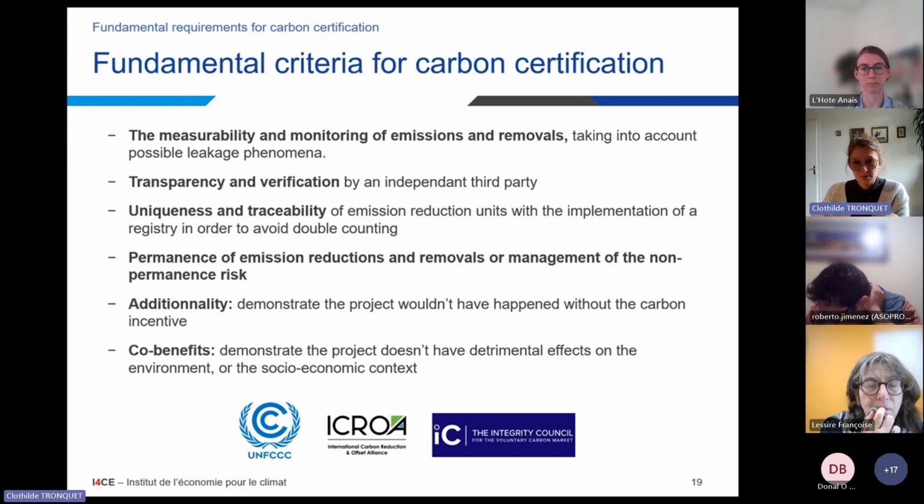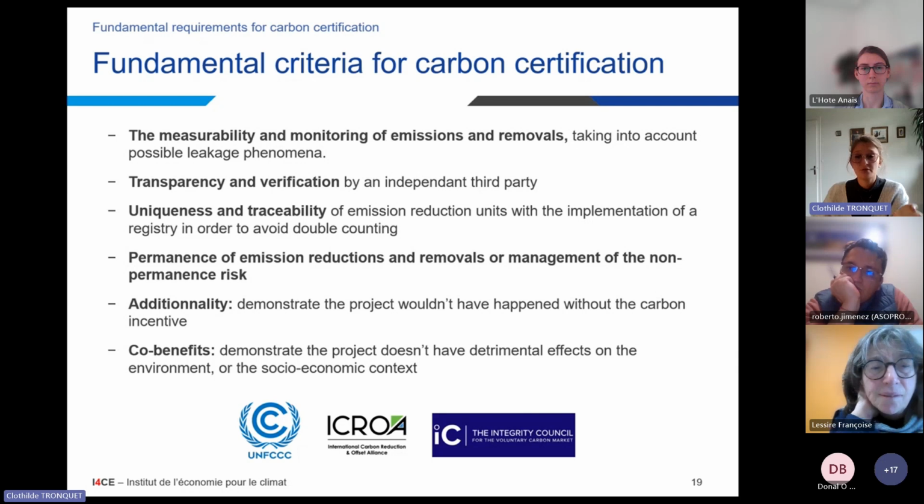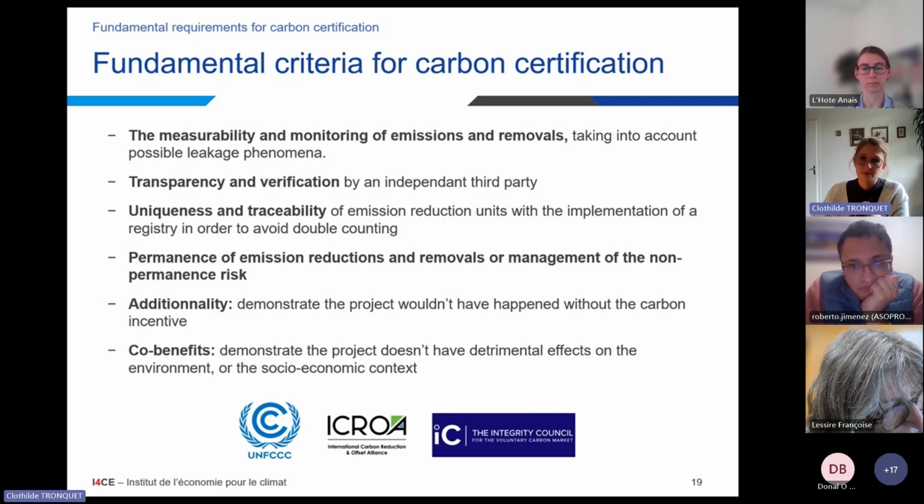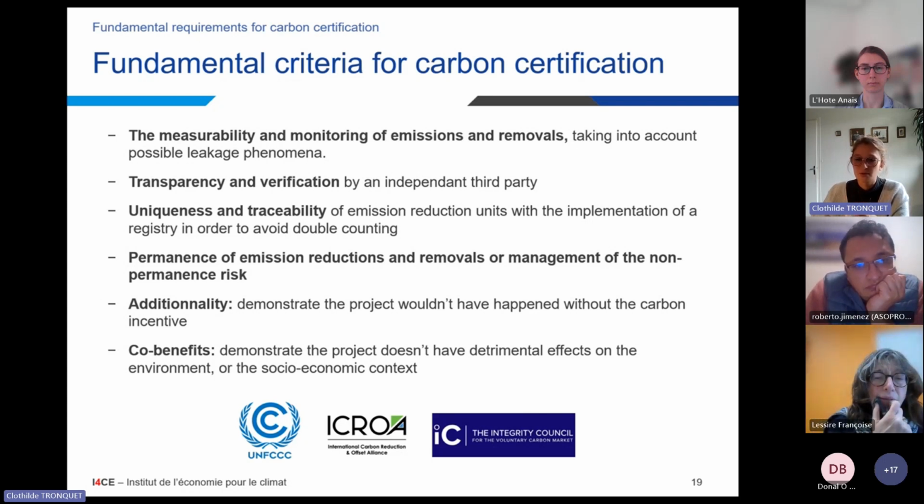The emission reductions, the removal have to be unique. You should be able to trace them. Whenever there is a risk of non-permanence, it should be managed. Then additionality: you should be able to demonstrate that your project needed the carbon incentive to actually happen. And last but not least, co-benefits. The project shouldn't have any detrimental impact on social or environmental aspects.